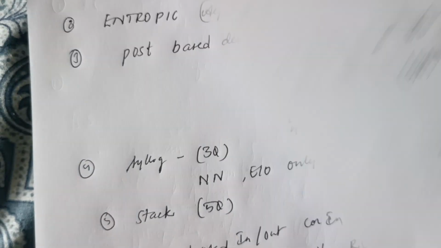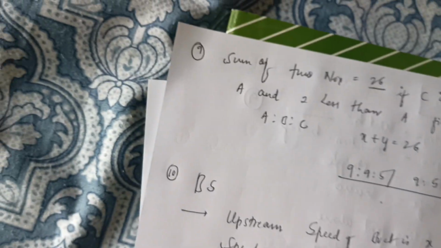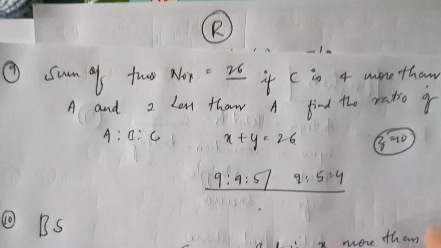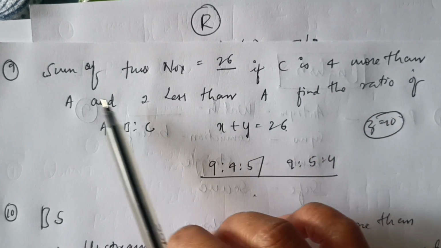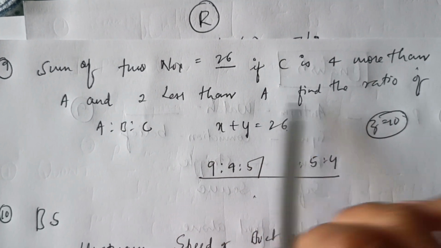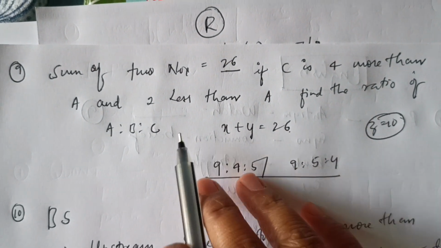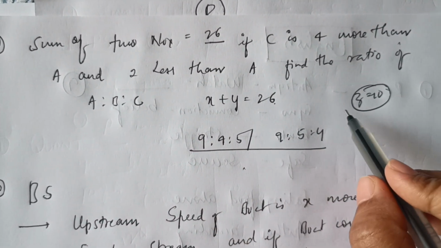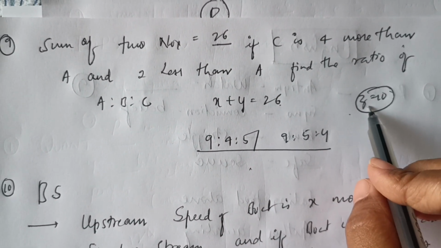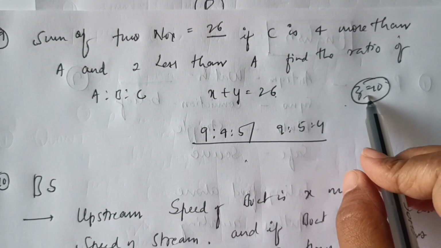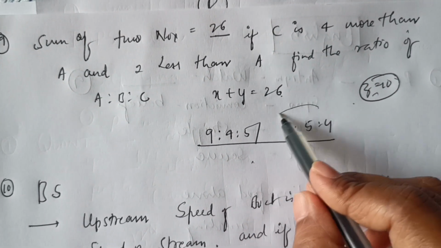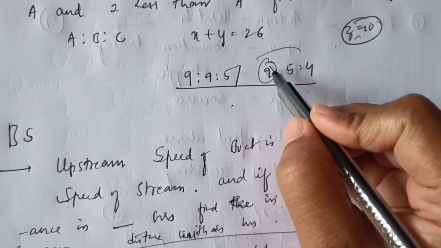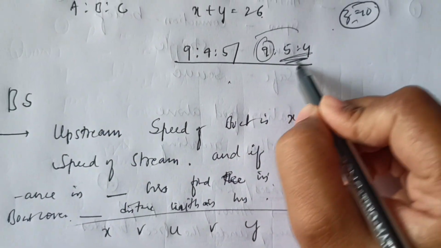Then okay, yes. So other question, the sum of the two numbers was 26. If C is 4 more than A and 2 less than A, so find the ratio between those three numbers. So here I got that third number as 10. Okay, is it 10 or 18? Sorry for the confusion, but I got the ratio which was starting with 9, I think. So these two I am not sure.